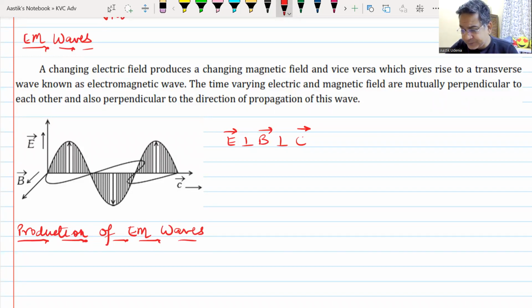EM waves, electromagnetic waves. A changing electric field produces a changing magnetic field, and vice versa. A changing magnetic field with time will give rise to a changing electric field. That's it, my dear friends. They will give rise to EM waves. The electric field and magnetic field are perpendicular to each other. They are also perpendicular to the direction of propagation, the velocity. So all these three vectors are perpendicular: the electric field, the magnetic field, and the direction of propagation.